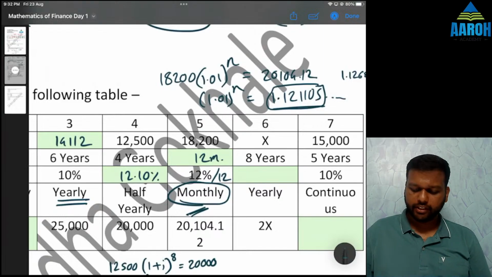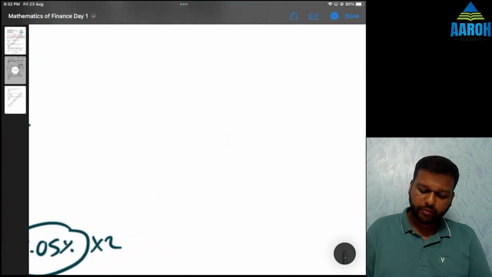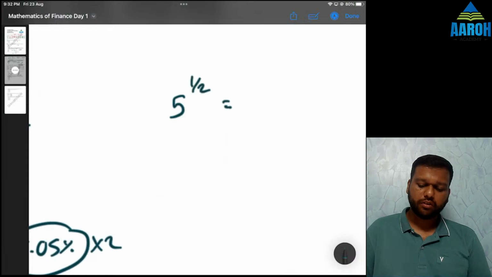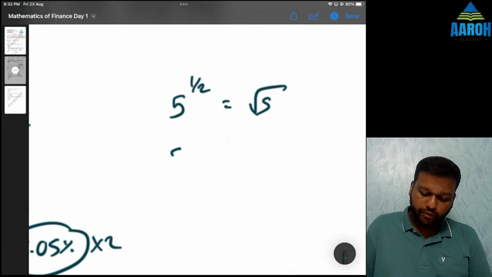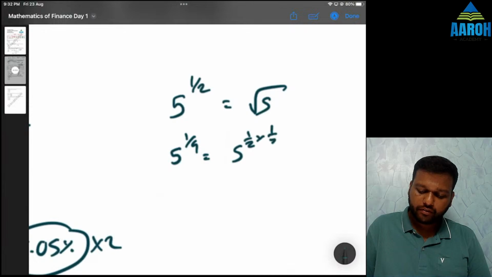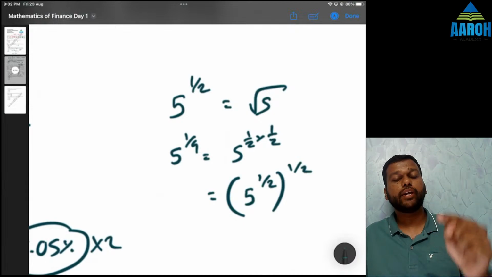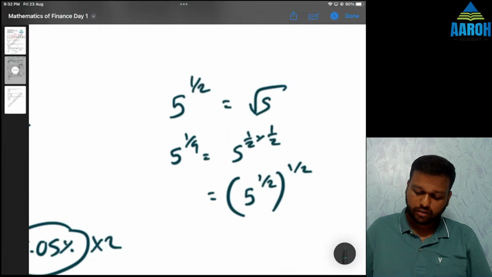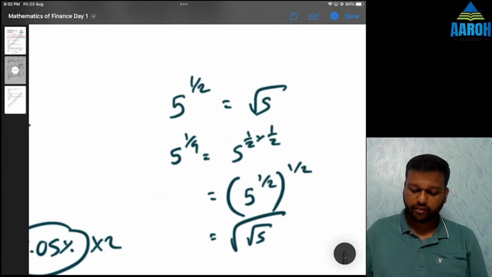For the root thing, let me just explain. I hope everyone understood this. If you ever have, let's say, 5 raised to 1 by 2, what does it mean? Square root of 5, right? You can just calculate that on a calculator. If you get 5 raised to 1 by 4, can I write it as 5 raised to half into half? Or can I write it as 5 raised to half bracket raised to half? Because a raised to m into n is equal to a raised to m bracket raised to n. So can I just write it as root 5's root, right? So root of root 5.